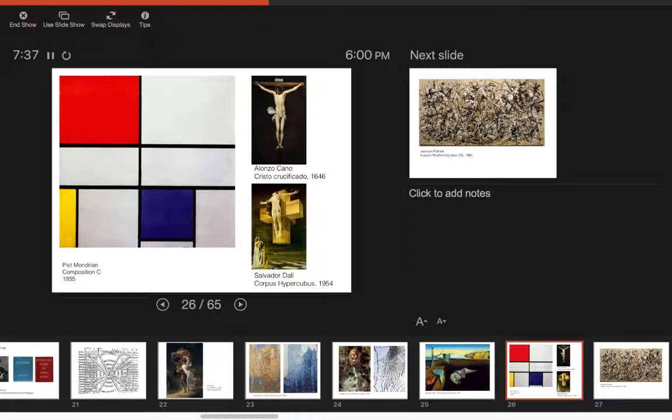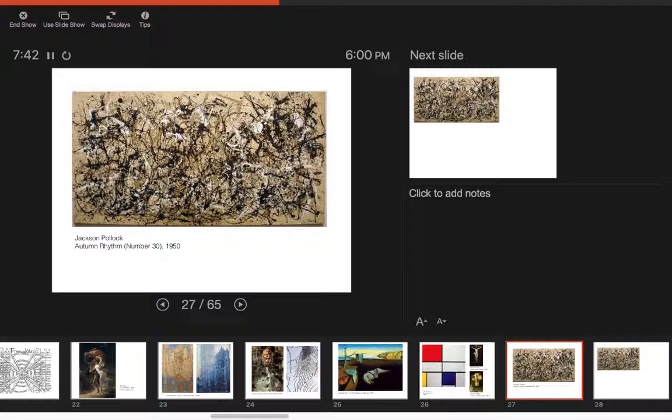And then finally, we get a challenge to the hierarchical notion of art. So here is a Jackson Pollock, 1950, famous drip painting. So here's our Jackson Pollock.